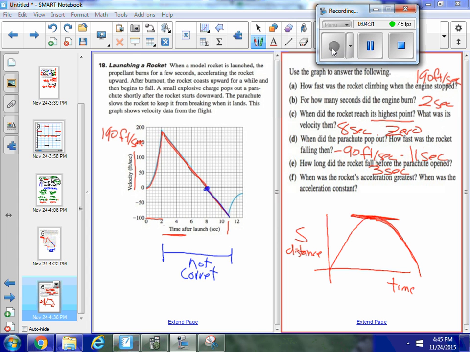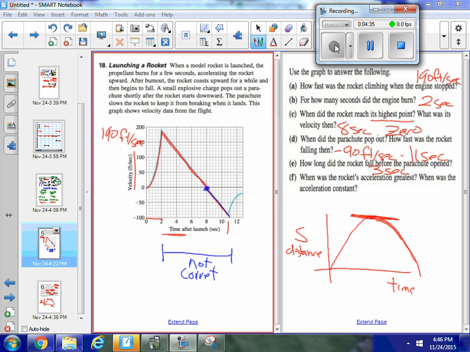And I'm assuming that this is where the parachute opened, because although the velocity is still negative, it is still falling, it is slowing down how quickly it is falling. So the velocity is going downward, but it's not speeding up going downward, it's now slowing down going downward. So you can kind of see and think about why it is at 11 seconds that shows that the parachute popped open.